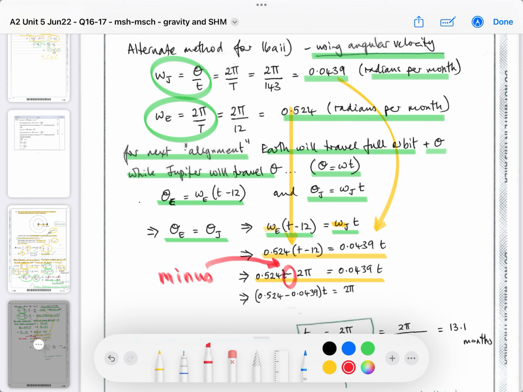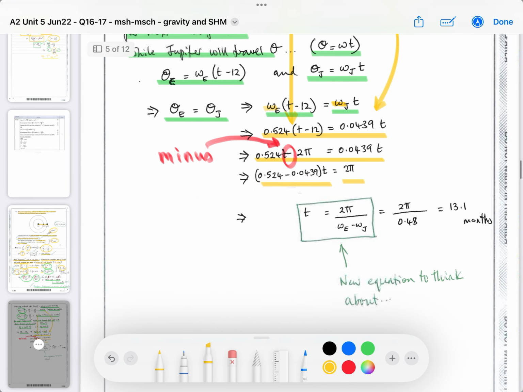Okay, so 0.52 for little t minus 2π, that's removing one full cycle of the Earth around the Sun, will be equal to 0.0439t. Put the t's together and put the 2π on the other side, and you can see that I've actually come up with a new equation, which is this.